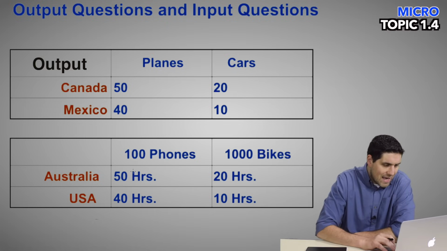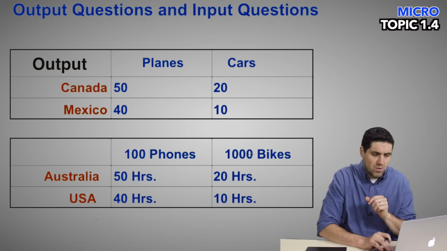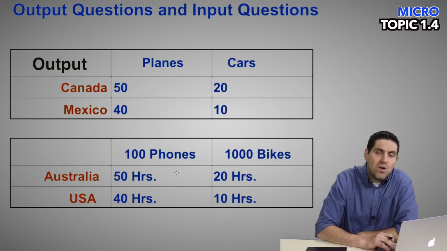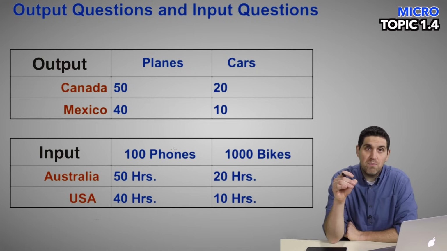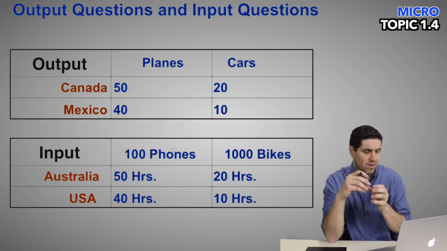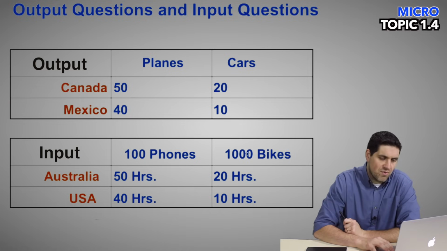Now let's go look down here. This next one is the idea of Australia, US. This is number of phones. If they produce 100 phones, this is if they produce 1,000 bikes. This is the number of hours it takes to produce those 100 phones. Now, this is called an input question because the resource is what's variable here. So 50 hours to produce 100 phones. This one, US takes 40 hours to produce 100 phones. And over here, Australia takes 20 hours to produce 1,000 bikes. US takes 10 hours to produce those 1,000 bikes.